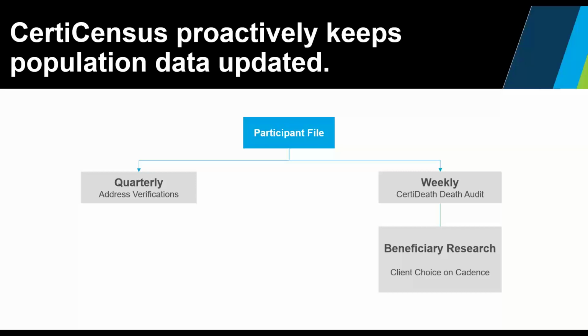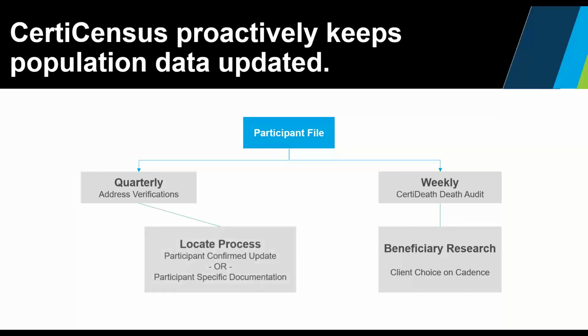Once that process happens, that then kicks over to the quarterly address verification. And that's really the main foundation of our locate process. From there, go ahead, Jack, if you could click that. That kicks off our locate process, again done 4 times a year. From that, those mailings are confirmed and updating participant information, which ties directly into the best address of record, which we report back to you.